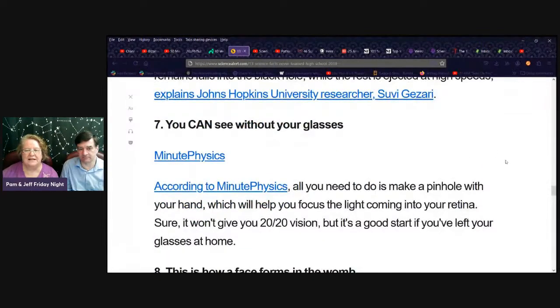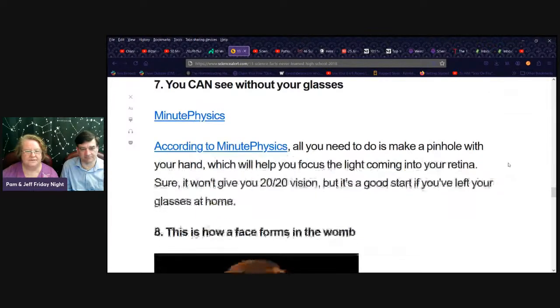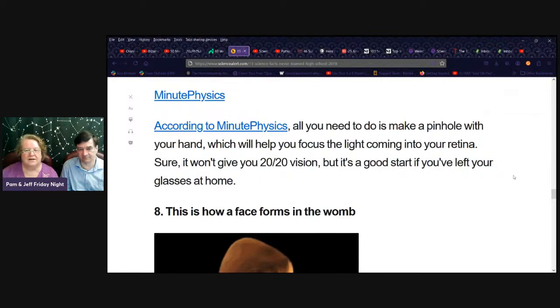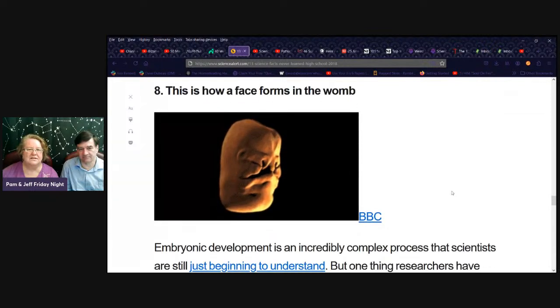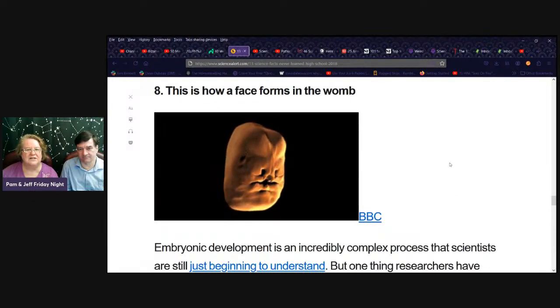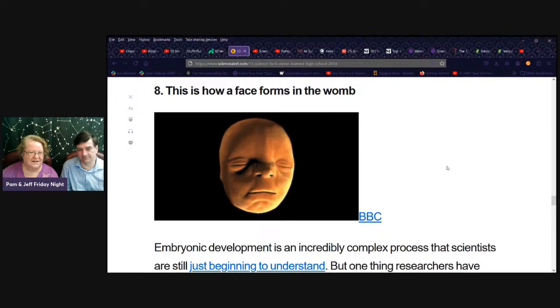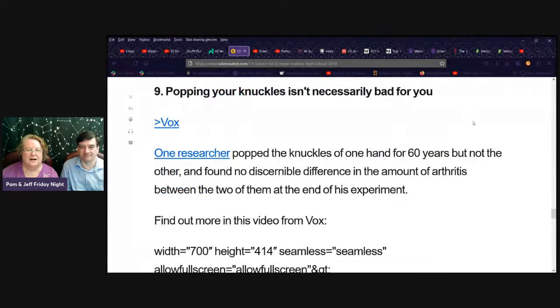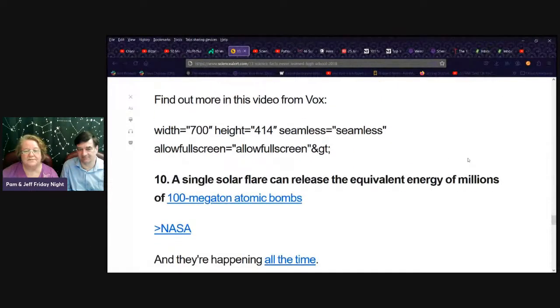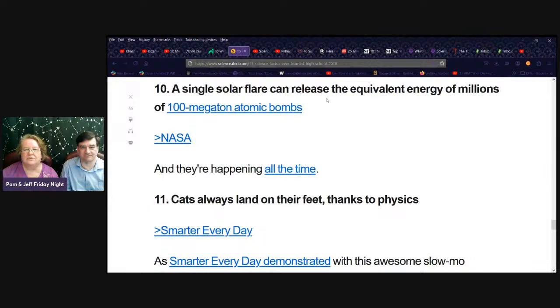You can see without your glasses. You just need a pinhole. You can actually do that with your hand. Yep. And this is kind of a wild GIF. It's how a face forms in the womb. This guy did an experiment. He popped the knuckles of one hand for 60 years, but not the other one, and couldn't really tell the difference. A single solar flare can release the equivalent energy of millions of 100 megaton atomic bombs.